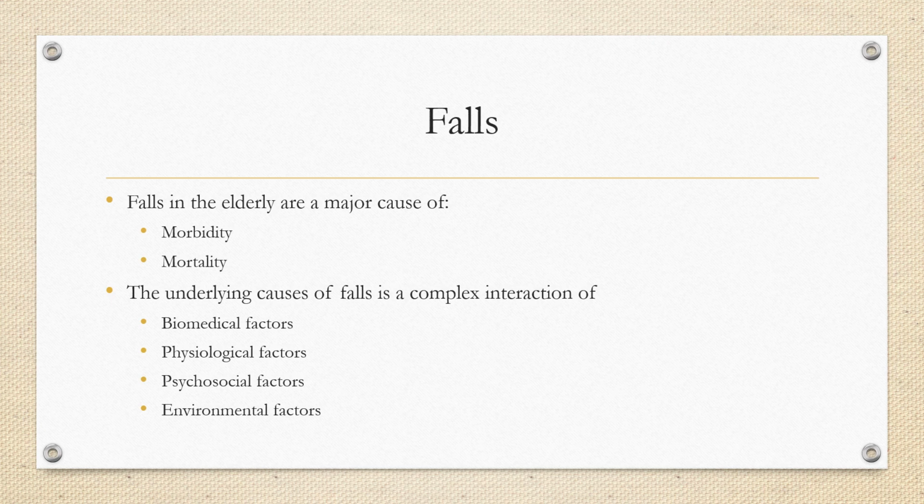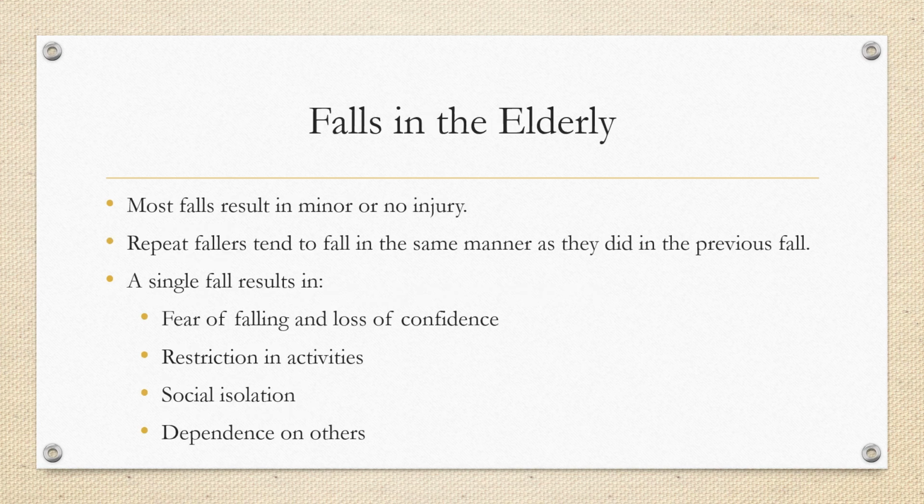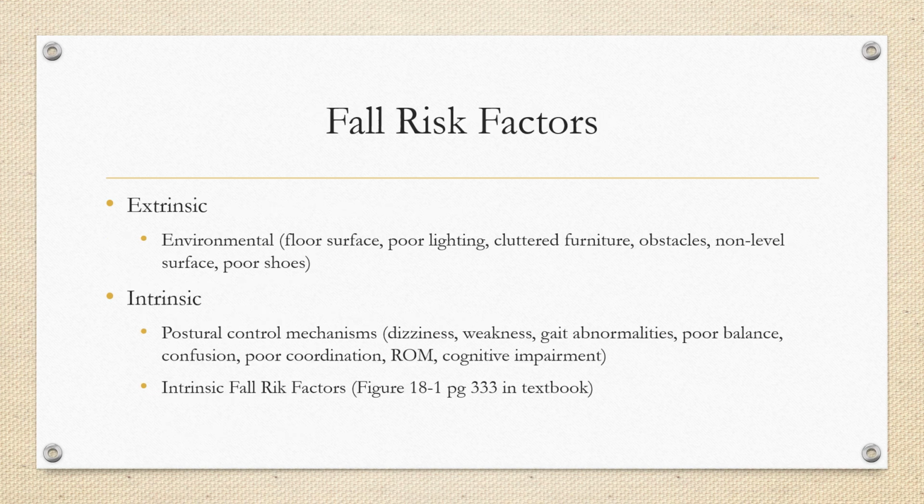We have to make sure we understand that falls in the elderly are a major cause of morbidity and mortality. The underlying causes of falls are very complex in nature and can be due to all kinds of different factors, which we will be talking about today. Although the majority of falls might be minor with little to no injury, there are both societal and personal costs associated with falls. Repeated fallers will tend to fall in the same manner as they did previously, and a single fall can result in fear of falling, loss of confidence, restriction in activities, social isolation, and dependence upon other people.